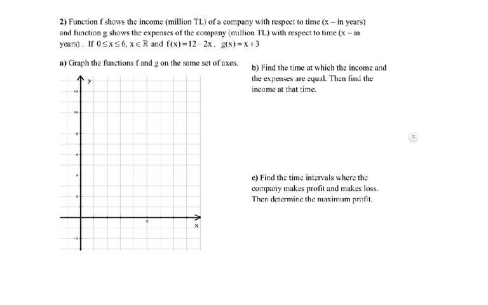All right, in homework question 2, we've got two functions to display the expenses and also the income for a different company. And so here are our two functions. We've got this function here, g of x, and the function g shows us the expenses, and the function f shows us the income. And this is in millions of Turkish lira.